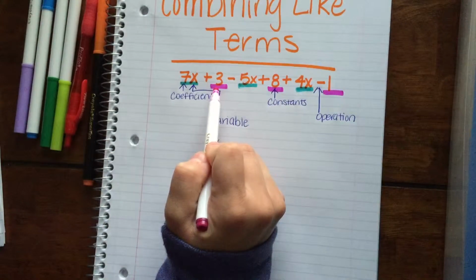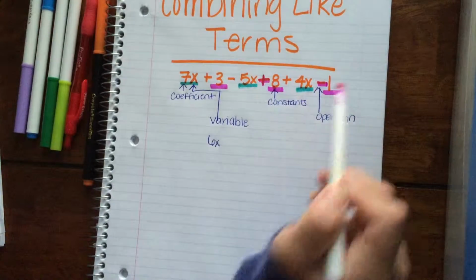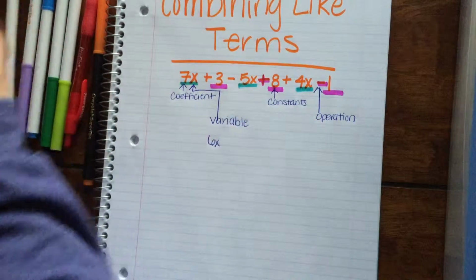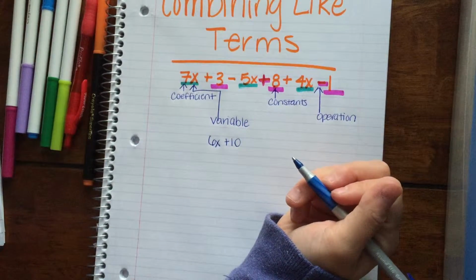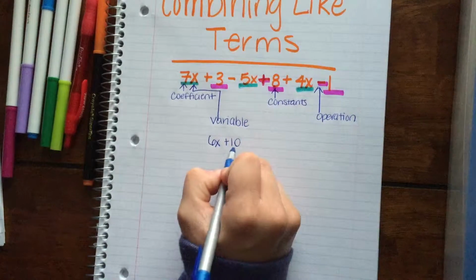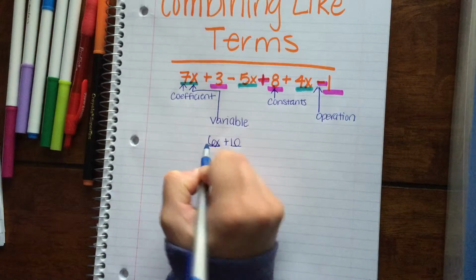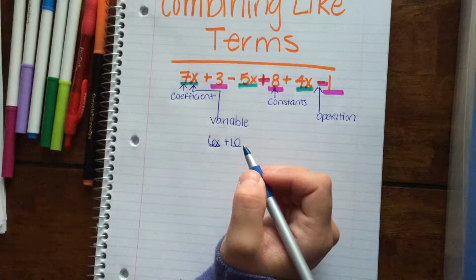With another color, I underline all of my constants. So we have 3 plus 8 minus 1. 3 plus 8 is 11, minus 1 is 10. So our answer would be 6x plus 10. There is nothing left to combine because we have a constant and we have a variable term, and those are not able to be combined. Let's try another problem.